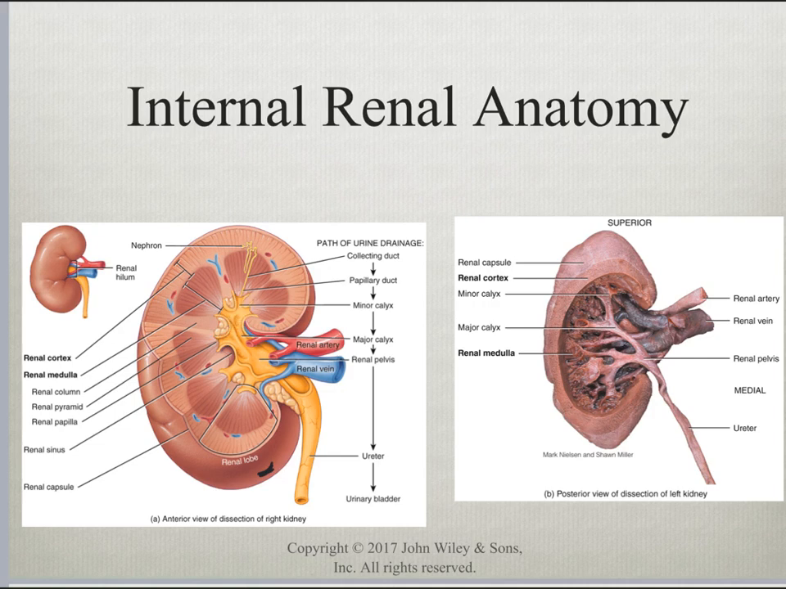So let's outline that larger funnel. That larger funnel is a major calyx. From there, it's going to drain into this larger region. So notice we went from small to larger to largest. This is our funnel system, forming our renal pelvis. Once in that renal pelvis, we're going to take that urine and drain it right down into the ureters, and it's going to pool inside the urinary bladder.